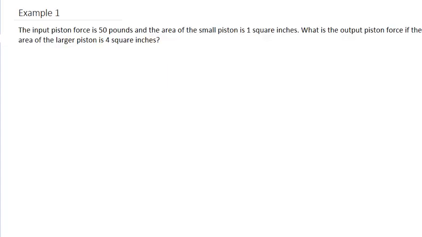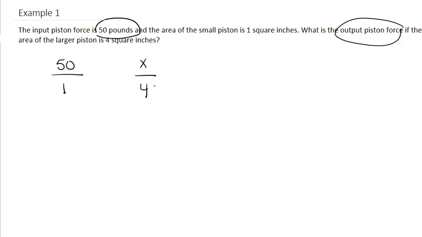Example 1. The input piston force is 50 pounds, and the area of the small piston is 1 square inch. What is the output piston force if the area of the larger piston is 4 square inches? For this problem, we're going to have to set it up, so we're going to write out our fractions. We have 50 pounds over 1 square inch, and then we also have an output force, which we don't know, so we're going to leave it as x over 4. So here are the two fractions that we're comparing.